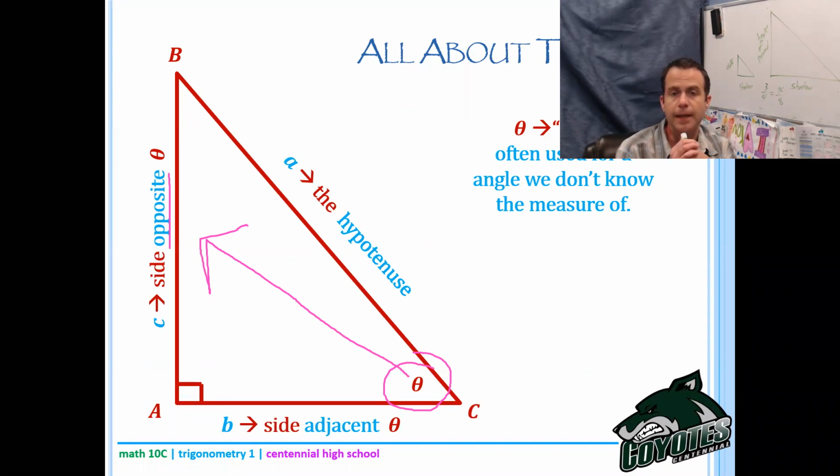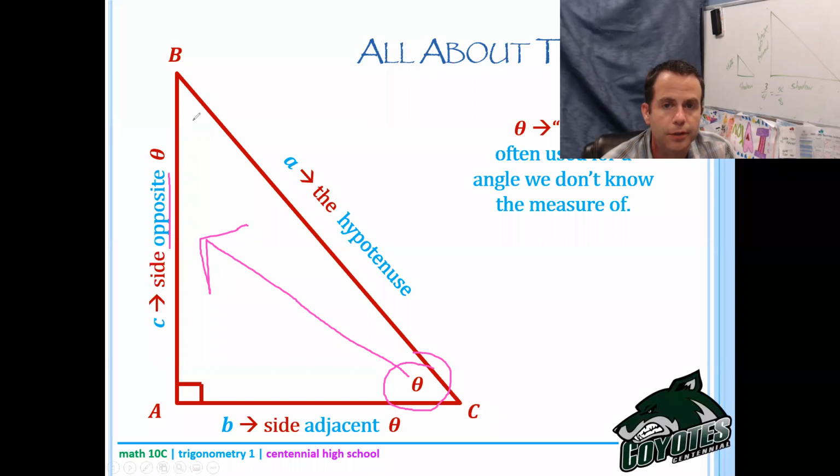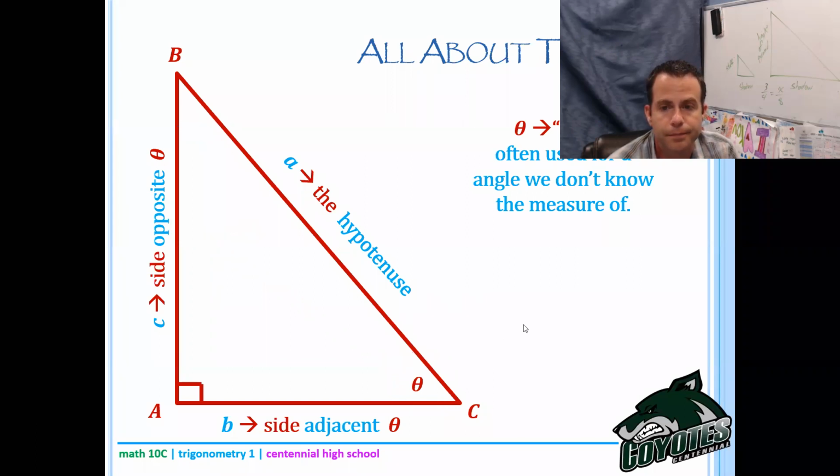Okay? Remember that I said theta was here right now. If I put theta here, then this is no longer the opposite. This is no longer the adjacent. This would be the opposite, and this would be the adjacent. So depending on where I put theta, it will flip who the opposite and who the adjacent sides are, but the hypotenuse will stay the same. The hypotenuse always stays there, okay? All right, good.